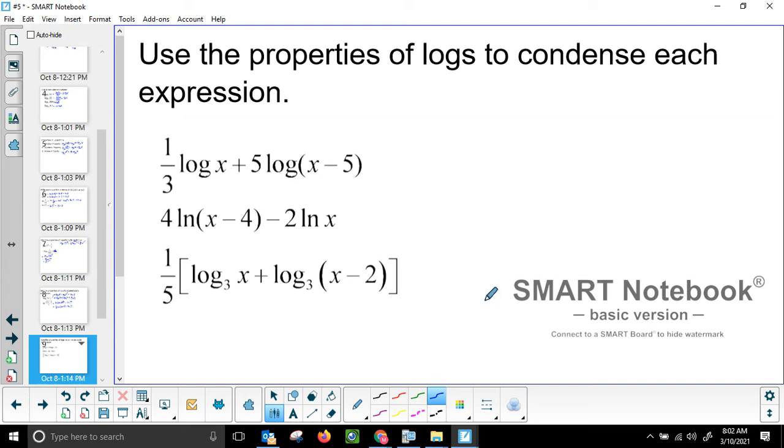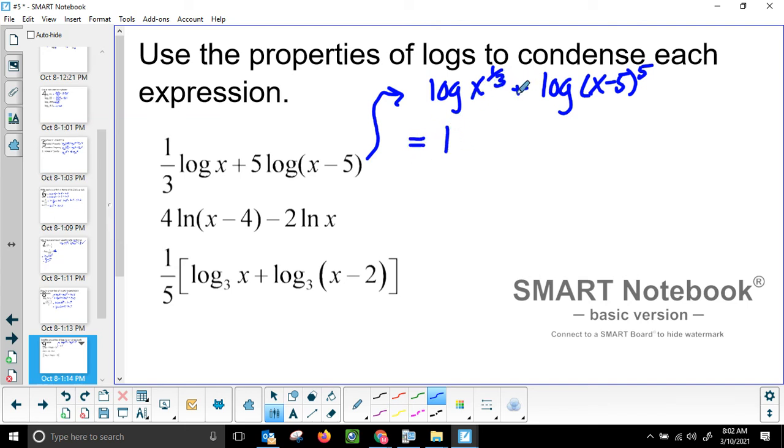All right, now we will condense. So now we're given it expanded and we want to condense it, make it nice and clean. So I can take this and move it as an exponent. So log of x to the 1/3 power. And then plus log of x minus 5. And I can bring this out in front as an exponent here. Now remember, being raised to the 1/3 power is the same thing as the cubed root.